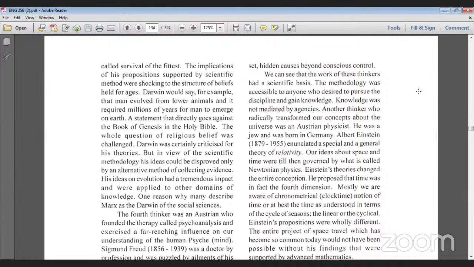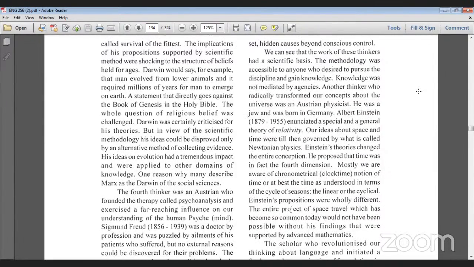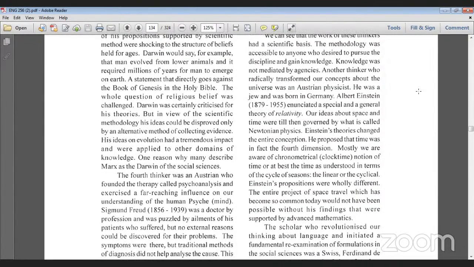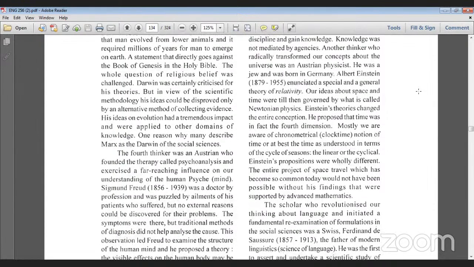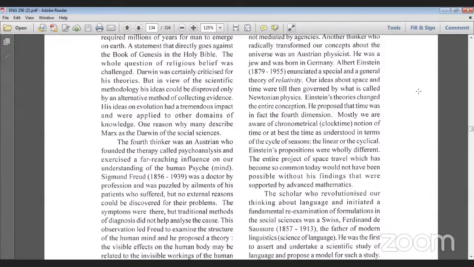His ideas on evolution had tremendous impact and were applied to other domains of knowledge. Okay, so one reason why many describe Karl Marx as the Darwin of the social sciences. The fourth thinker was the Austrian who founded the therapy called psychoanalysis and exercised a far-reaching influence on our thought, Sigmund Freud.